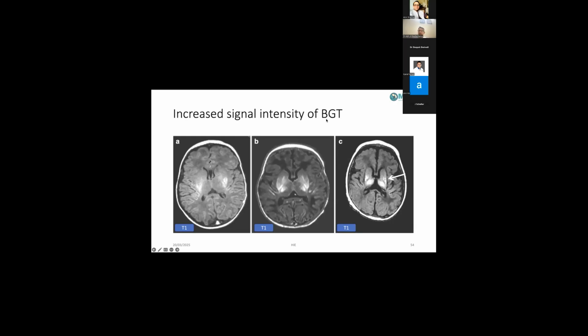How the increased signal intensity of the BGT looks like. The BGT, again, basal ganglia and thalamus. So you cannot see any PLIC here, but the intensity of the basal ganglia area has gone up. So it looks quite bright, right? Again, quite bright. Again, similar picture, brighter here. Forget about the arrow, it's depicting something else, but this is what it looks like. So increased signal intensity of the basal ganglia and the thalamic areas when you have a HIE.